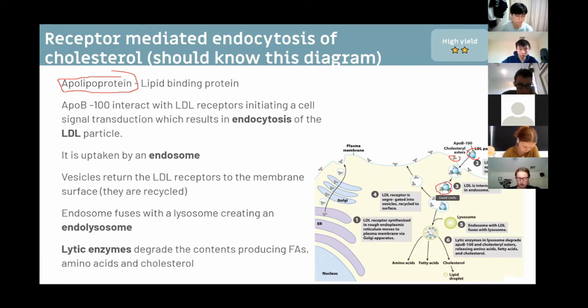What's then going to happen is there's a recycling mechanism in which the receptors are returned to the surface. Meanwhile, the LDL is taken down, it fuses with a lysosome, creating an endolysosome, and lytic enzymes are going to degrade the cholesterol, free fatty acids, amino acids, everything to be recycled so that the liver can synthesize VLDLs, bile. You mentioned it, liver makes all of this. Know this picture. Know the receptors are important for pathology later on. That's why they teach it too. Next one.